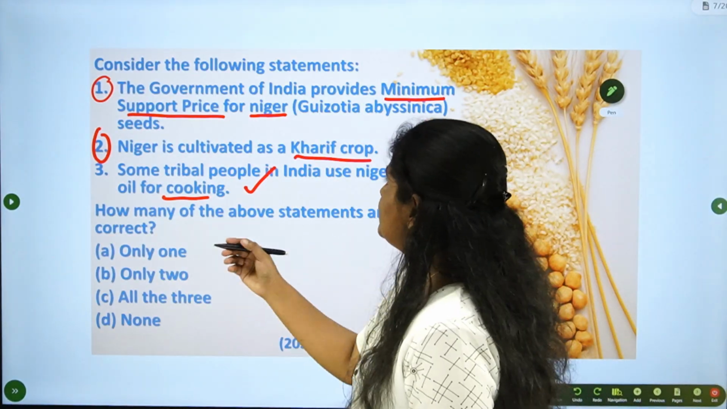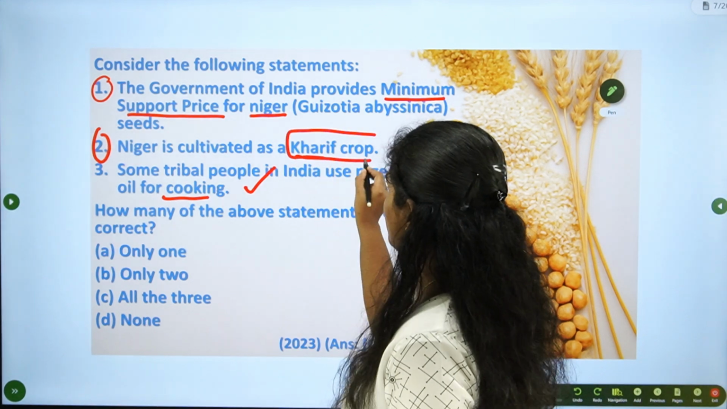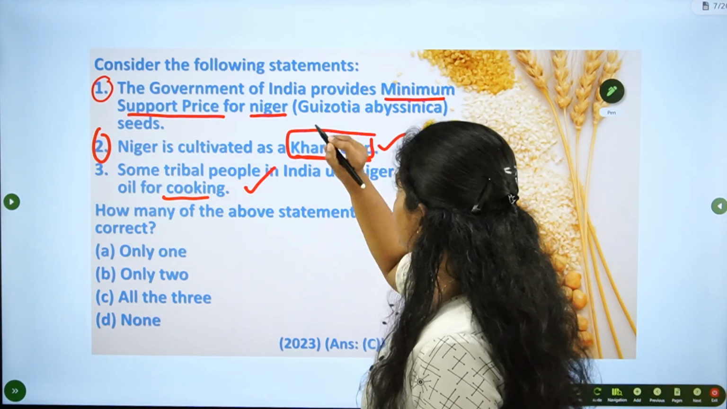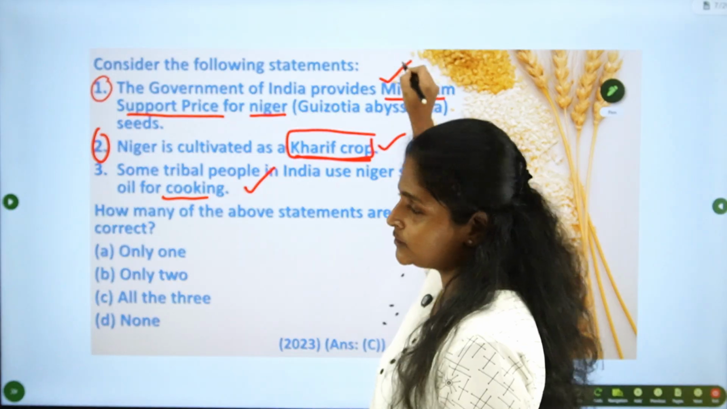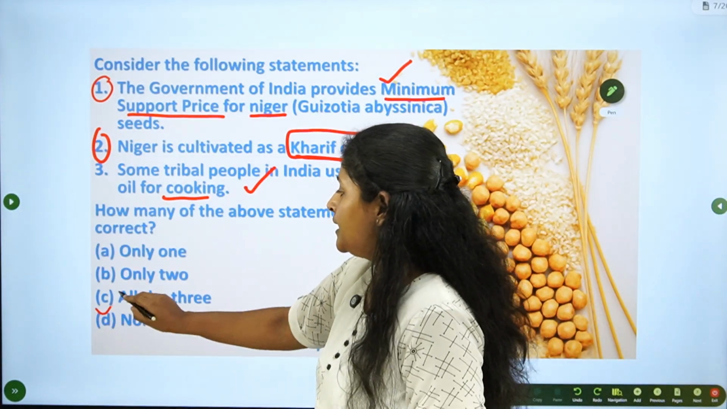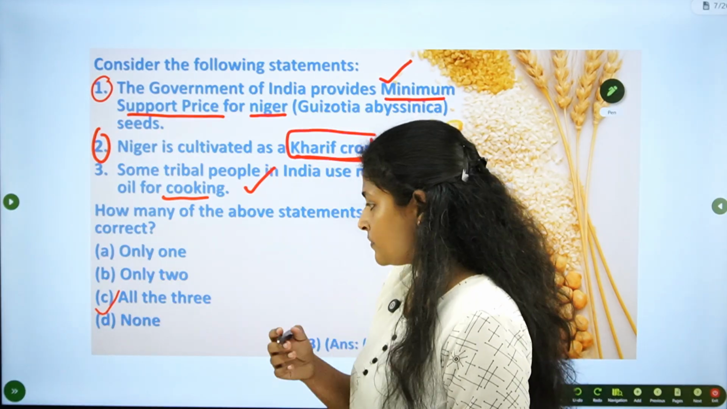So, as I said earlier, Niger is a kharif crop. So, this is correct and it is also covered under MSP. So, all these three statements are correct. C will be the answer.